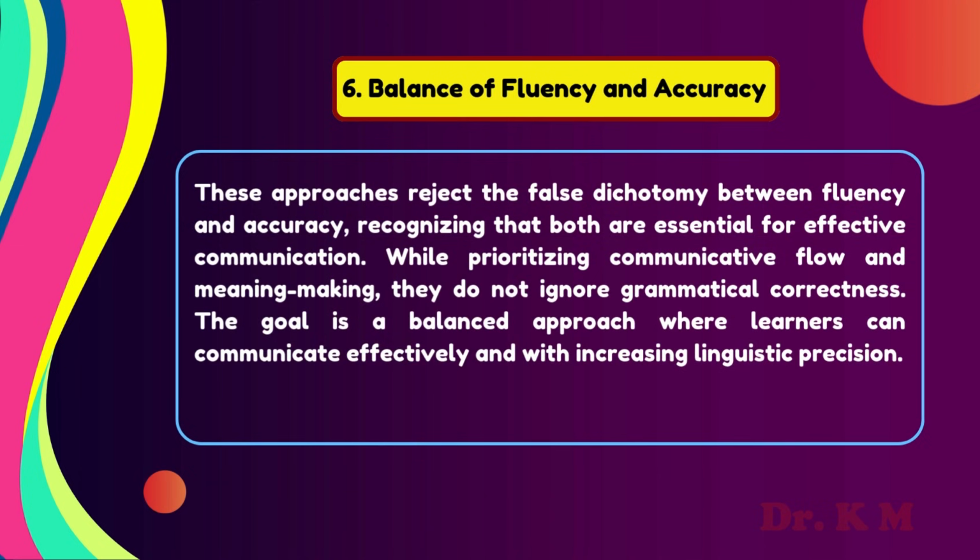6. Balance of fluency and accuracy. These approaches reject the false dichotomy between fluency and accuracy, recognizing that both are essential for effective communication. While prioritizing communicative flow and meaning-making, they do not ignore grammatical correctness. The goal is a balanced approach where learners can communicate effectively and with increasing linguistic precision.